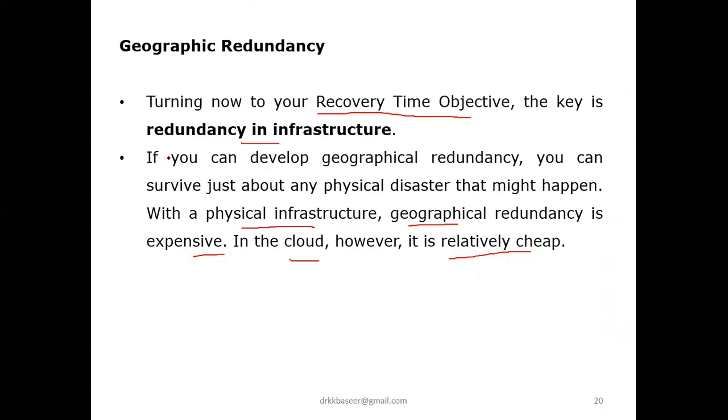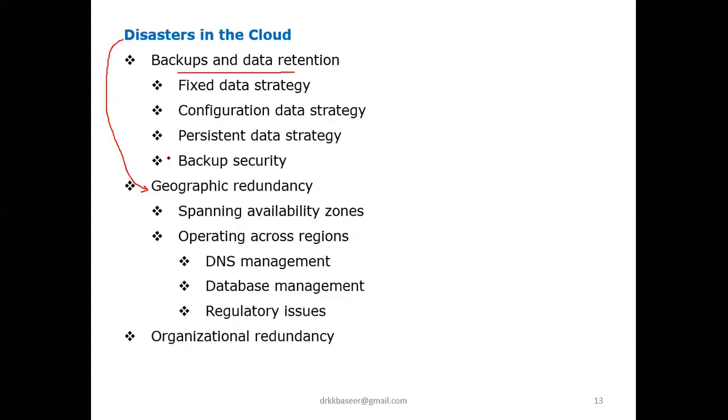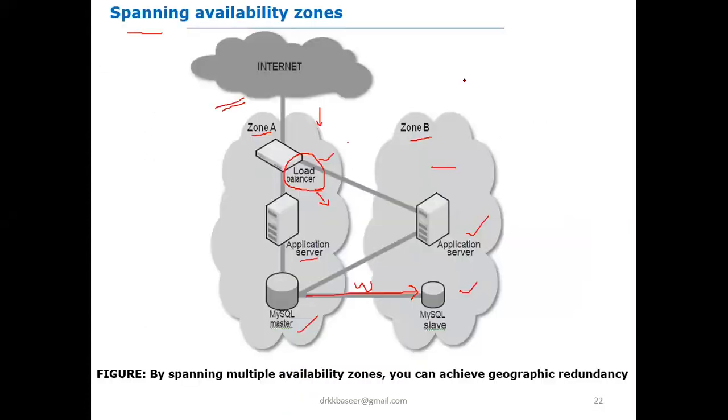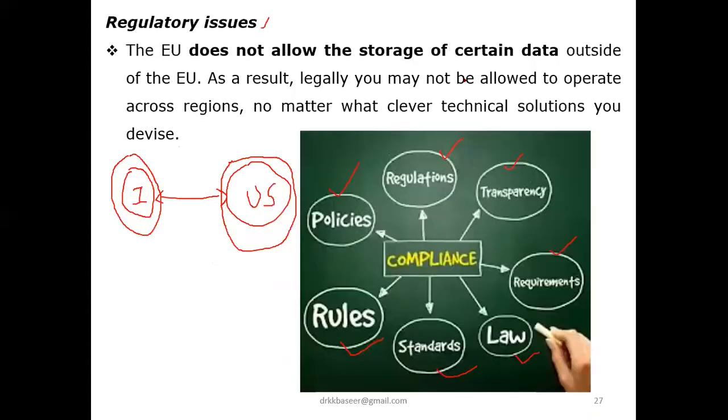The third subheading is organizational redundancy. Under disasters in the cloud, we completed backups and data redundancy in the last class, and we have just completed geographical redundancy. Now the third heading in disasters in the cloud is organizational redundancy.